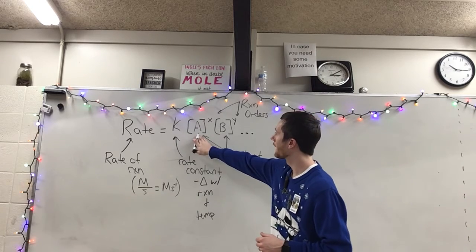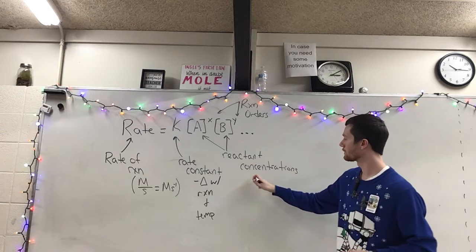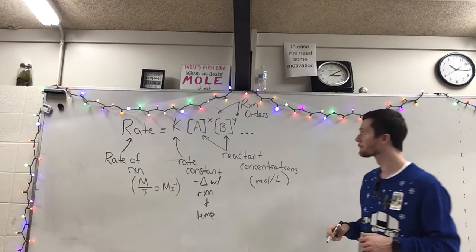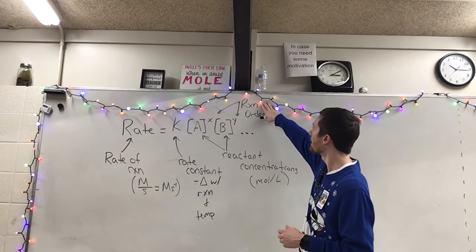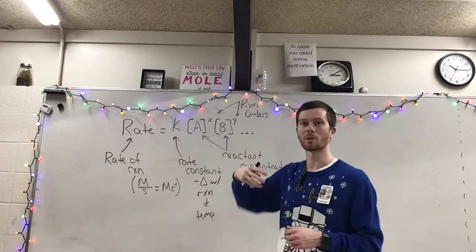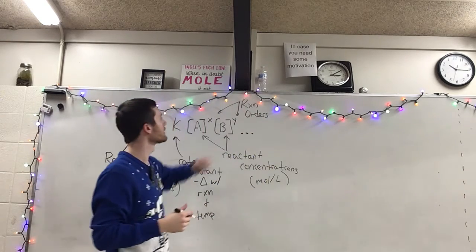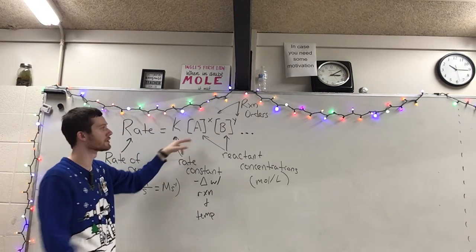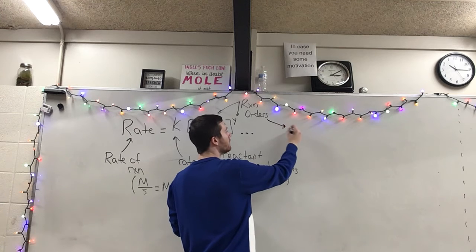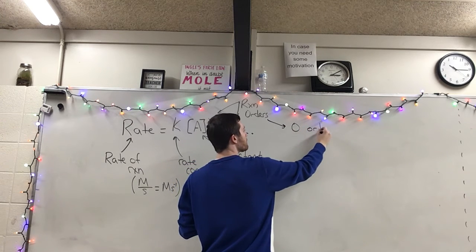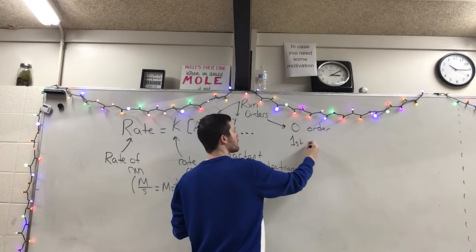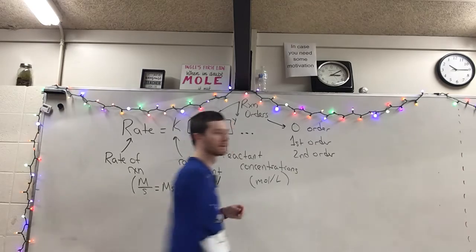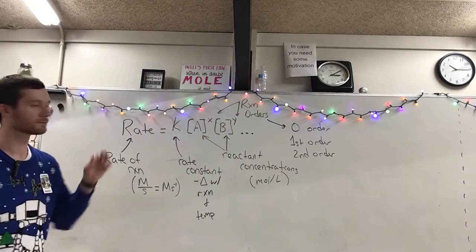So we've already said that the brackets A and the bracket B are the reactant concentrations, and this is measured in molar or molarity, which is moles per liter. And it's these numbers up top that are going to be the most important as we progress through the entire unit, but these are the reaction orders. The reaction orders are the powers that these concentrations are raised to. And in this class, you should only see 0 order, 1st order, or 2nd order on your reaction orders.